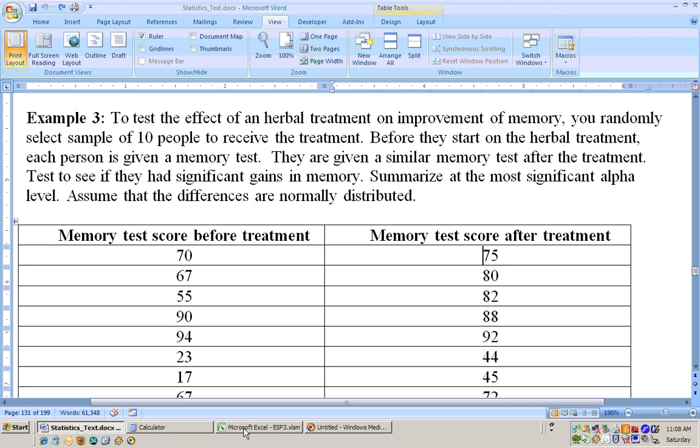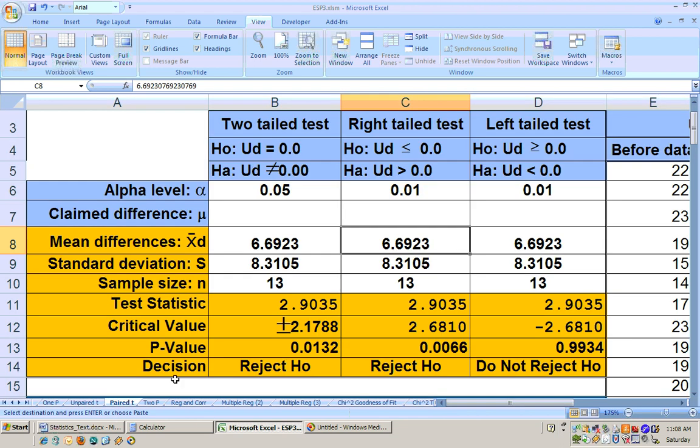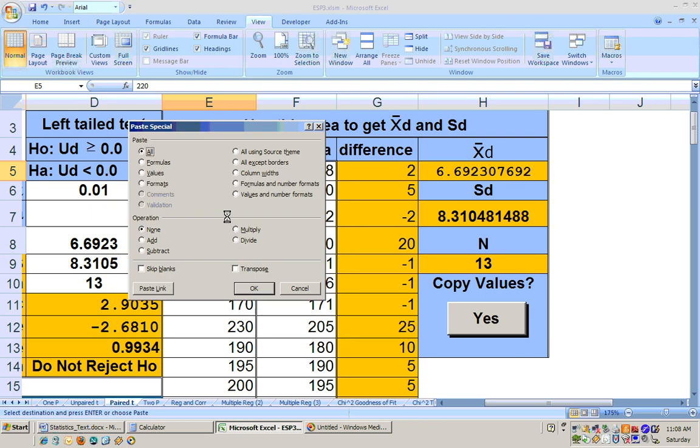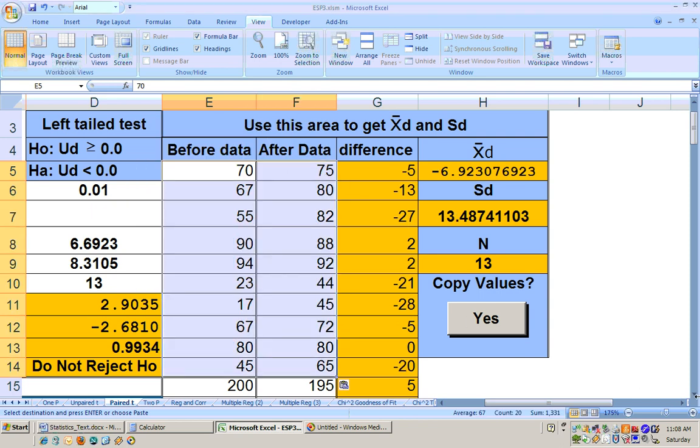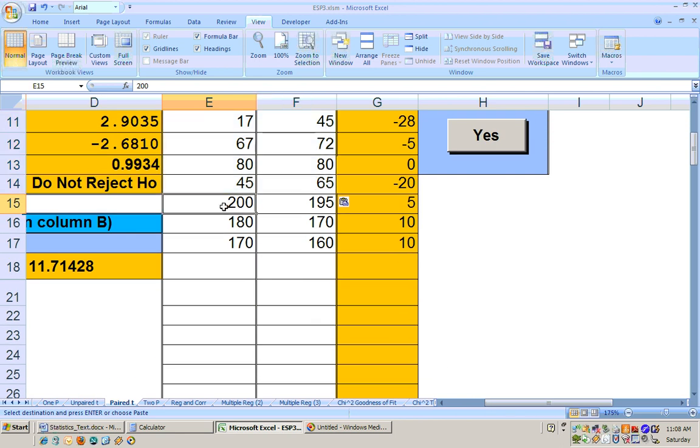So let's go ahead and get this data. It's on the data sheet right here. And we'll highlight that and copy it and take it to our paired t-test. And here we go, the paired t-test, and we need to get that data in here. So right mouse click and paste special as values. Get that in there. Now let's get rid of any extra data we have, which is these numbers here.